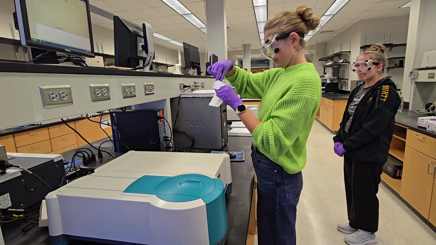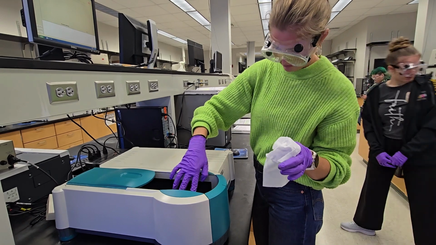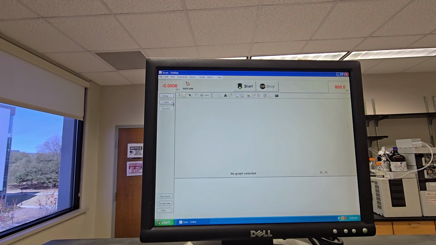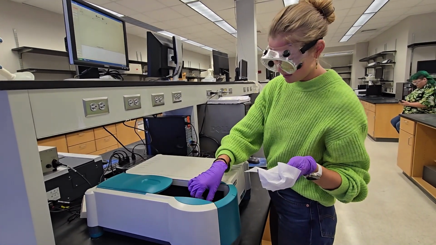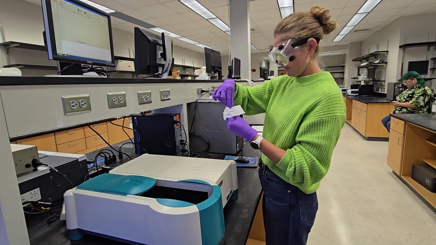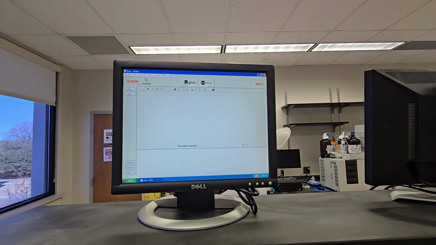To begin using the spectrophotometer, we will first put a blank cuvette in the spectrophotometer to zero out the machine. In this lab, our blank cuvette consists of only water, and by scanning the blank cuvette, we are telling the spectrophotometer to ignore the absorbance relating to the water and the cuvette itself.